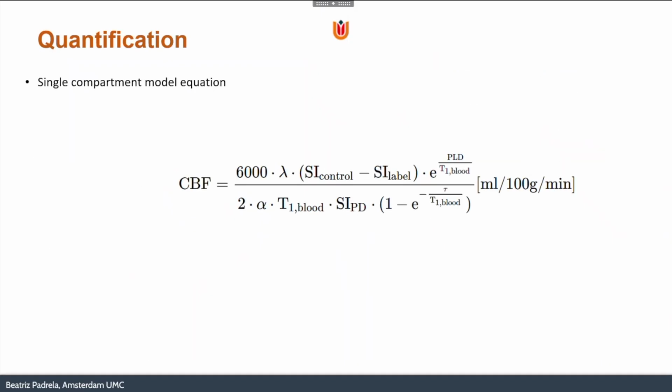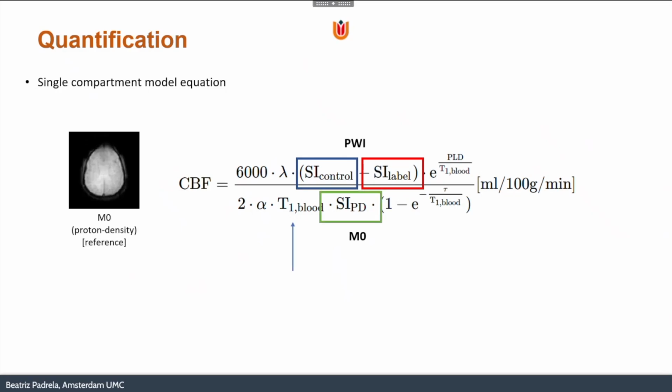And then for the quantification, we need a lot of things, as you can see. One of the most important parts, of course, is the T1 of blood, which can be corrected for hematocrit in this case. And then here you have the control minus label divided by the PD, which means proton density, which is this M0 image, kind of like a reference image. Control minus label, and the M0 that you can also acquire. And then there are other constants that we add, for example the blood-brain partition coefficient, the post-labeling delay, and the labeling efficiency, which for PICASSO is around 0.85 that we use.